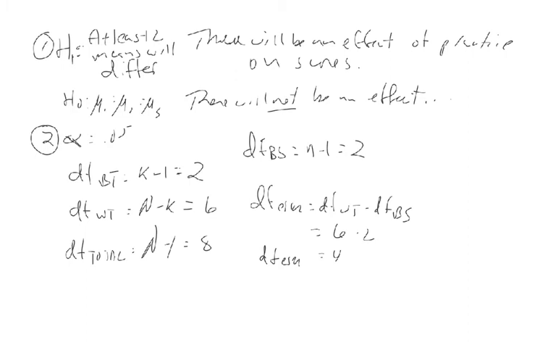So I've done two more degrees of freedom over here. We have DFBS, or between subjects, which is n minus 1. So we had 3 participants minus 1, so we have 2 degrees of freedom.